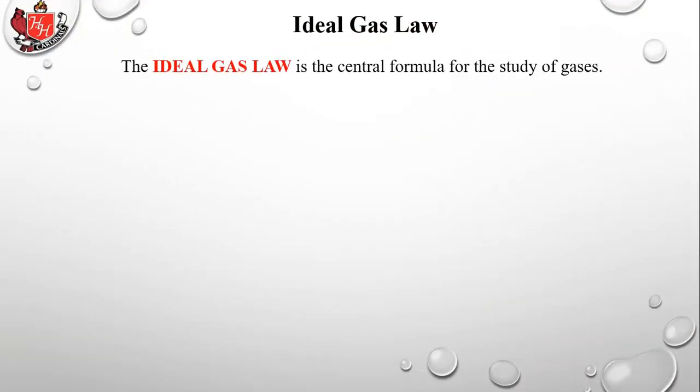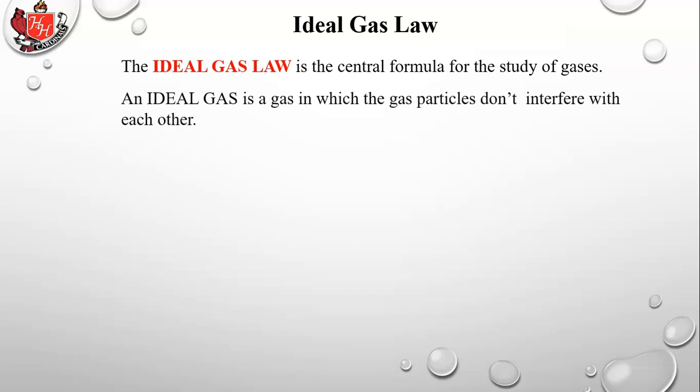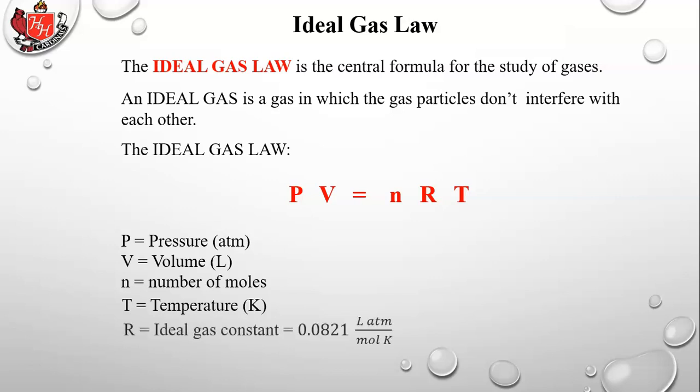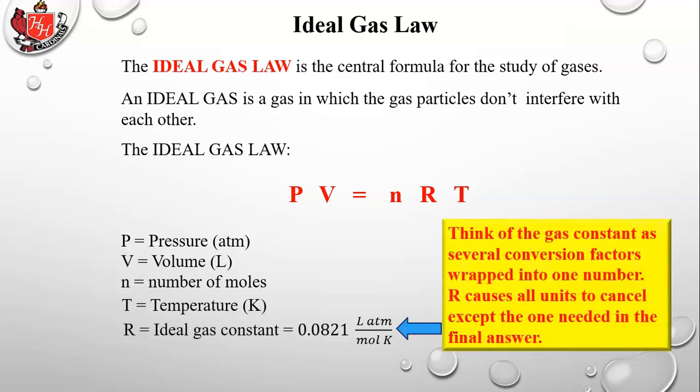The ideal gas law is the central formula for the study of gases. An ideal gas is a gas in which the particles don't interfere with each other. They don't bump into each other significantly. They don't slow each other down. They don't cause each other to lose any energy. The ideal gas law is PV equals nRT. Pressure is in atmospheres. Volume is in liters. N is number of moles. And T is temperature in Kelvin. And R is the ideal gas constant.